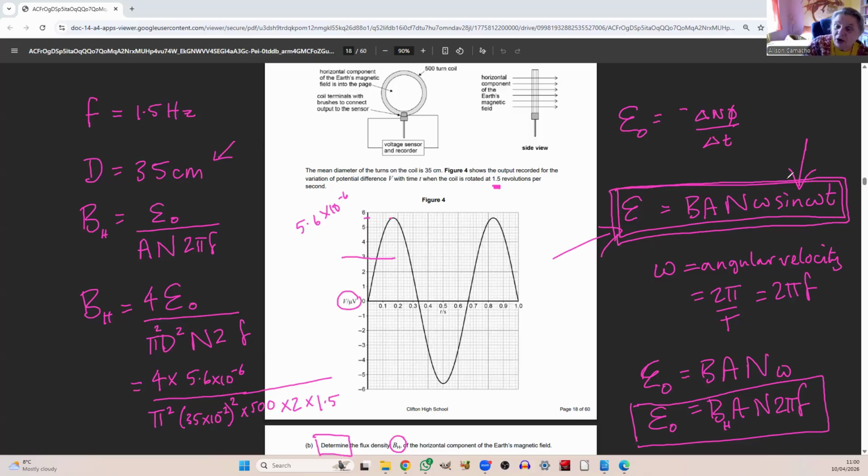Now, OCR doesn't have this equation, right? So they would either have to give you the equation or they would not ask you this question. This is an AQA question, which is why I was looking at the AQA data sheet. But they might ask you something similar. So why does the equation in the box include sine omega t? Because you only get an EMF induced when it's changing.